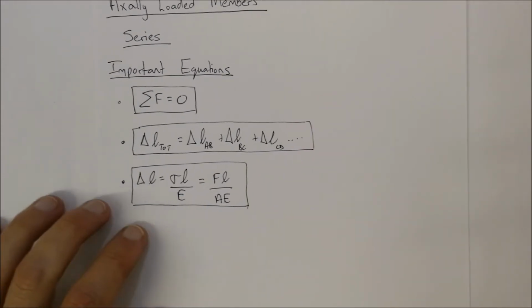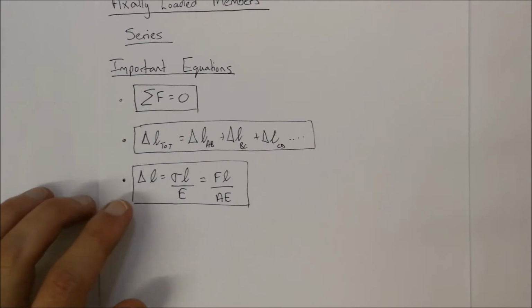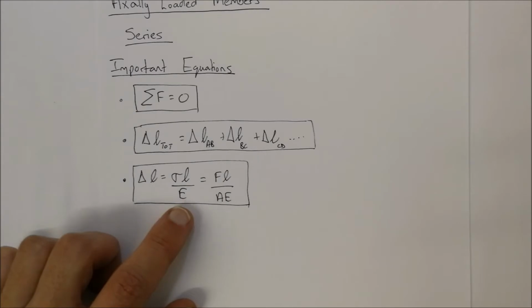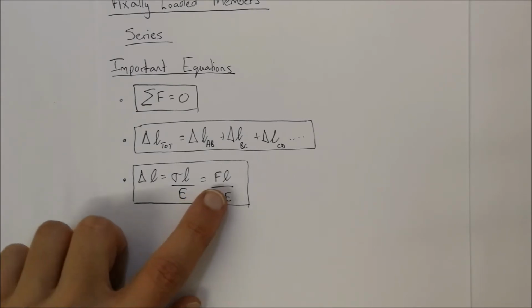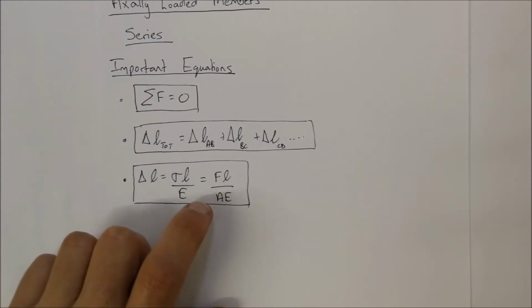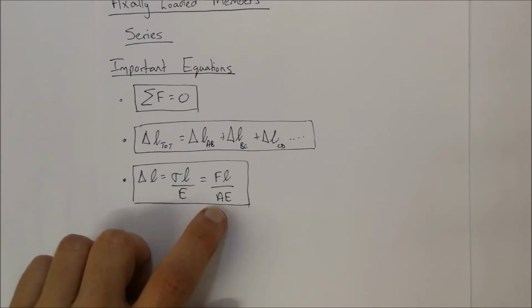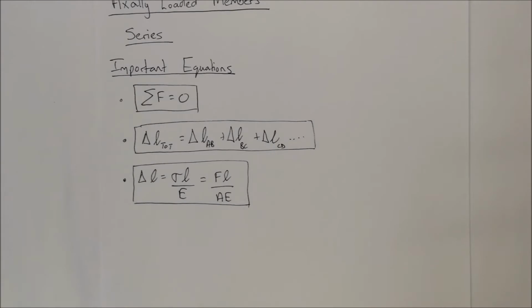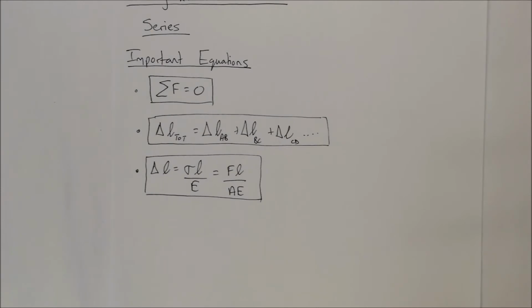And then you've all seen this equation before. The change in length is equal to stress times the original length divided by E. That's also equal to F, the force, multiplied by the length, divided by AE, A being your cross-sectional area. Those equations are important ones that will fit into most of the solutions that we are going to be looking at.